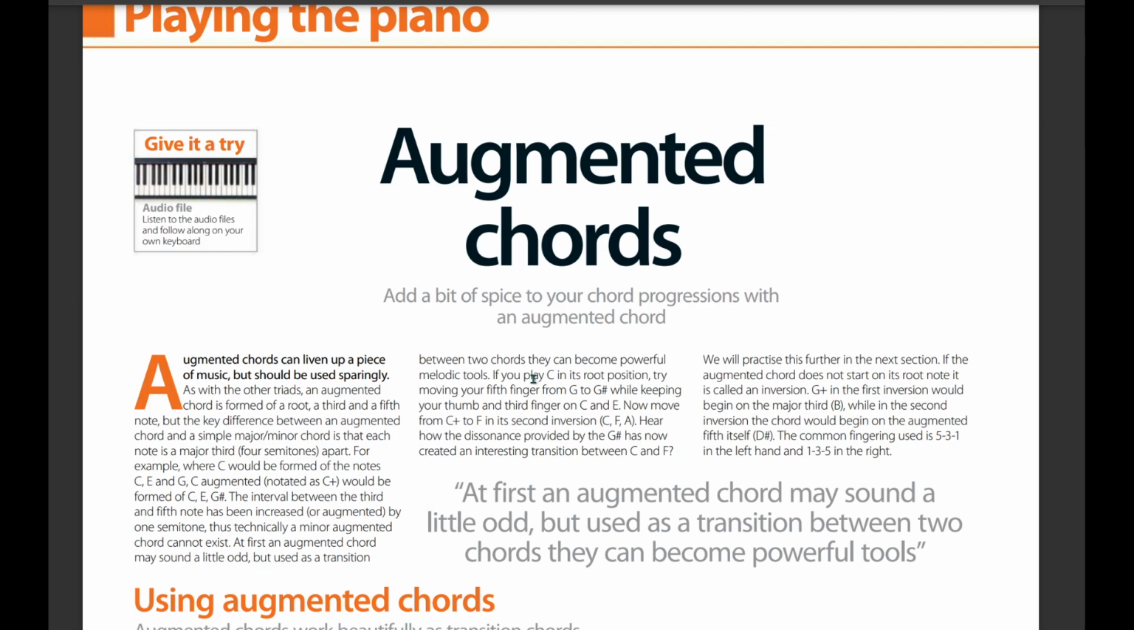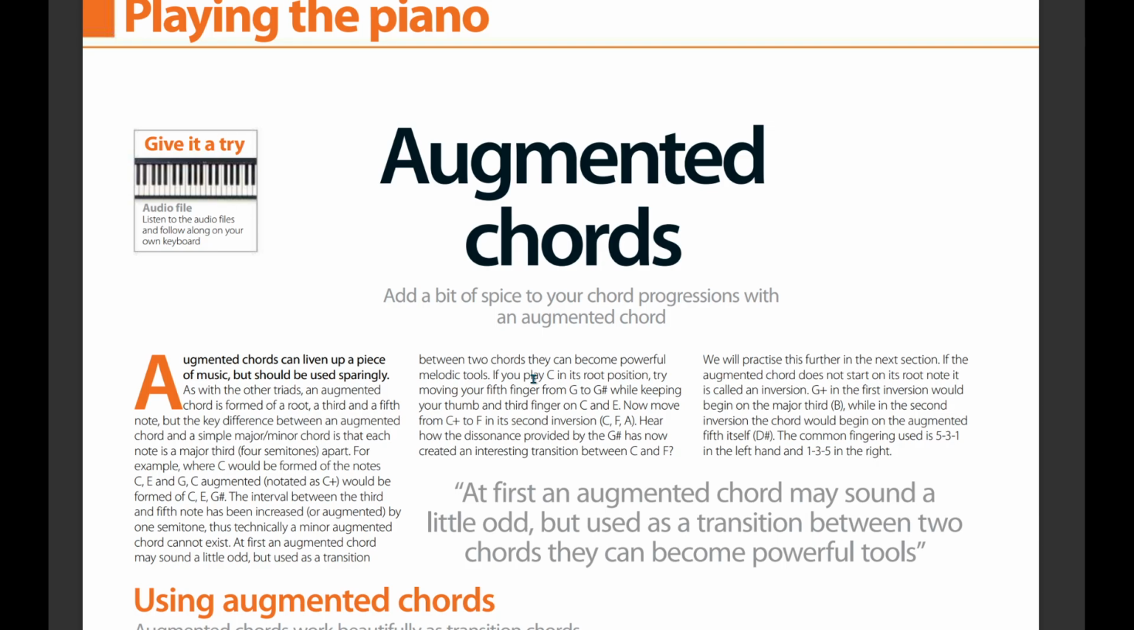When you play C in this root position, try moving your fifth finger from D to G sharp while keeping your thumb and third finger on C and E. Now move from C plus to F in the second inversion: C, F, A. The dissonance provided by G sharp has now created an interesting transition between C and F. We'll practice this further in the next session.